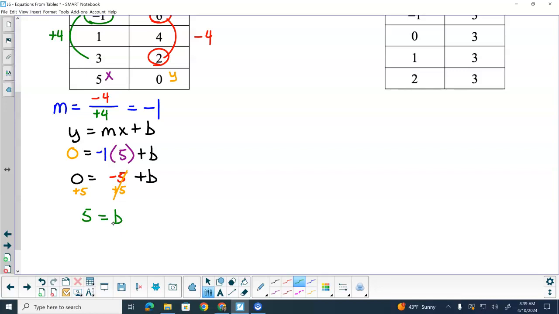Dylan, do we have an m? What is it? What is our m? -1. Do we have a b? What is it? y equals mx plus b. Plus 5. Yep.